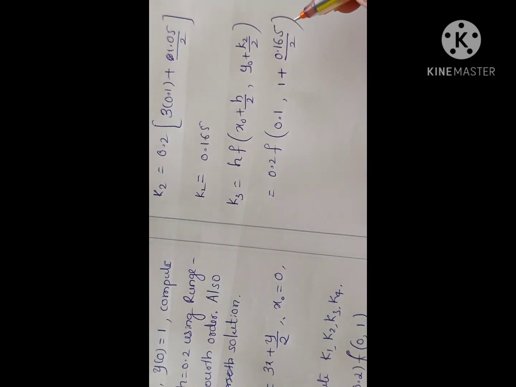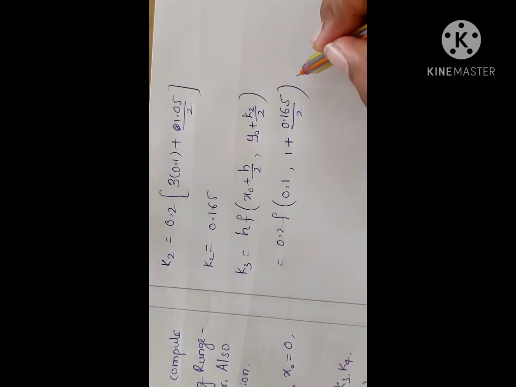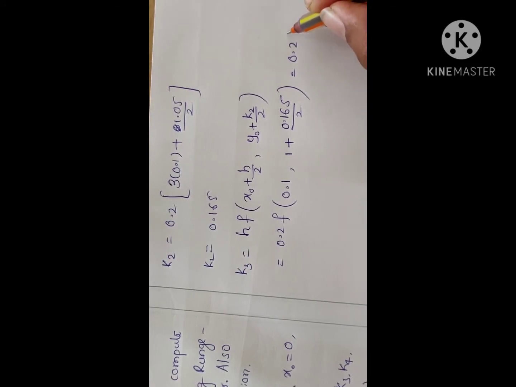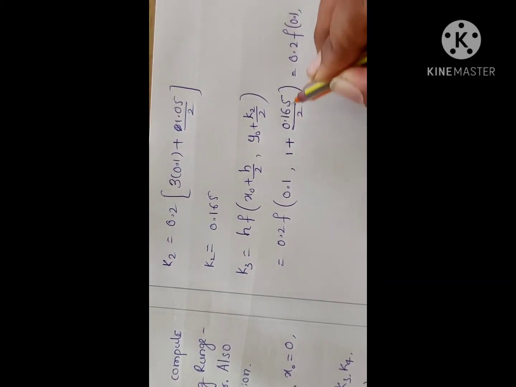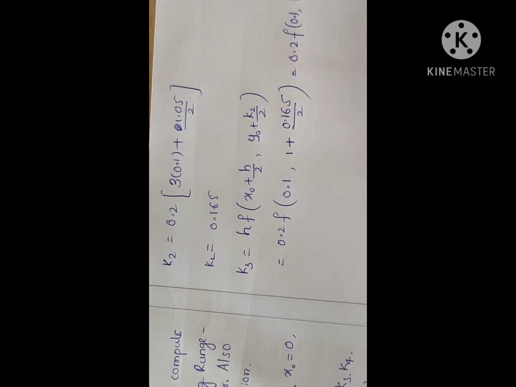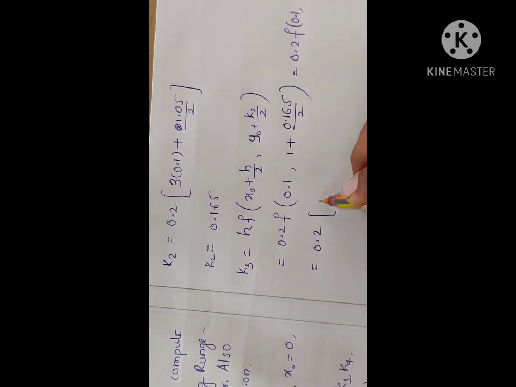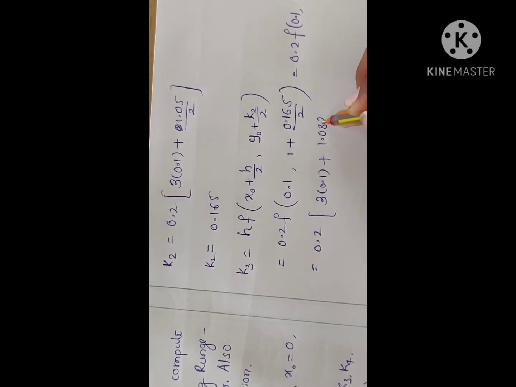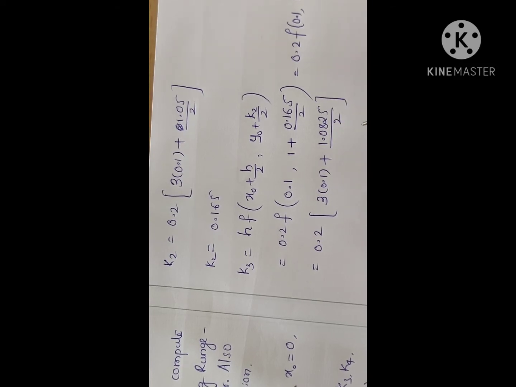Again when you simplify it, what it becomes? 0.2 into f of 0.1, 1 plus 0.165 divided by 2, it will be 1.0825. So again write it in the form of function. So it is 3 into 0.1 plus 1.0825 divided by 2. When you simplify, you will get 0.16825. This is K3.